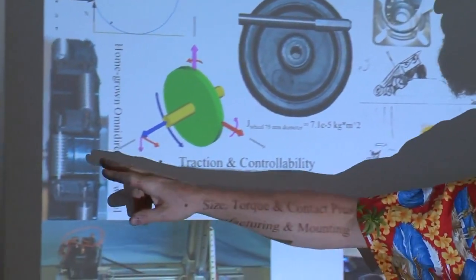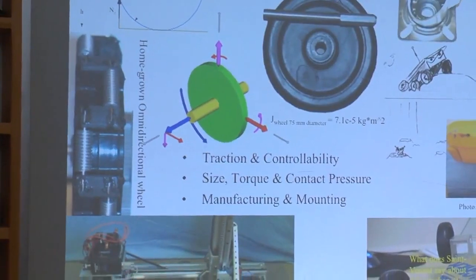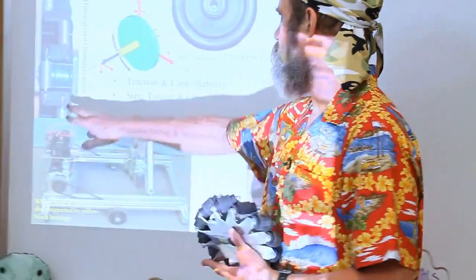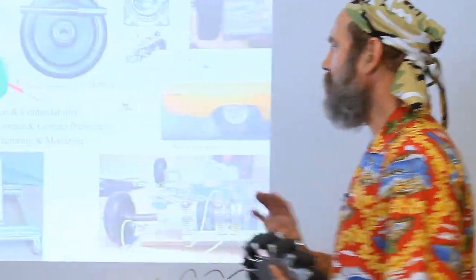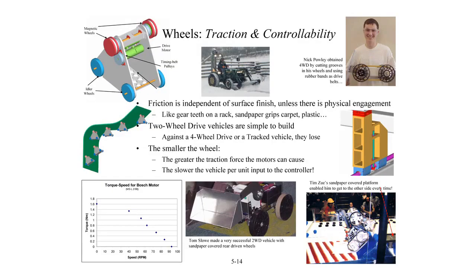You may not be able to buy the omnidirectional wheel you want, but you may be able to invent your own version of it. If you don't see what you want, invent it. So the first thing is traction.